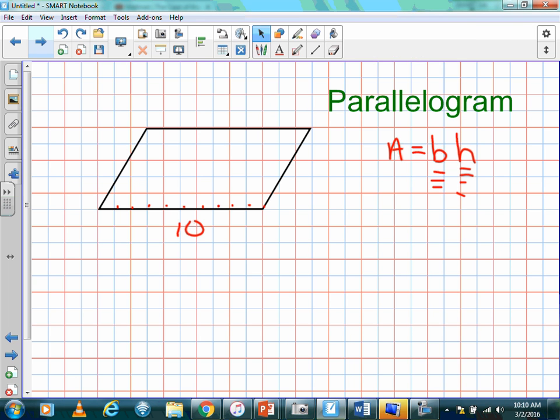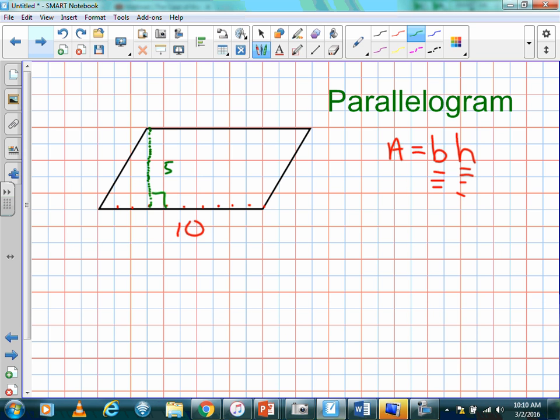What I like to do is go inside. We can actually go outside and do it. I'm going to go inside and go up. There's 1. There's 2. There's 3. There's 4. There's 5. So it's 5 high. I always like to tell the kids the dotted line means the height. Now, it might be inside like now, or it could be outside.